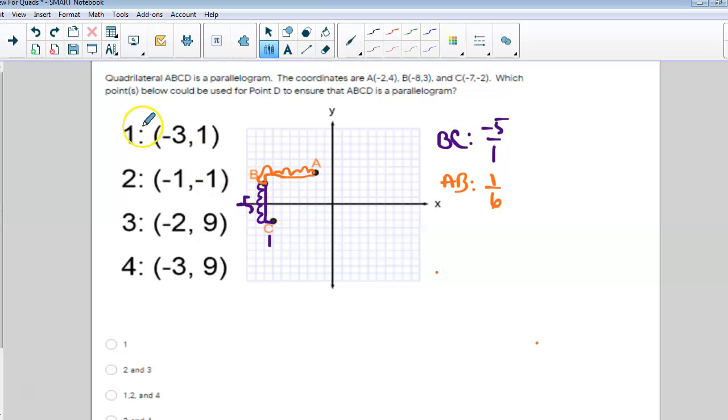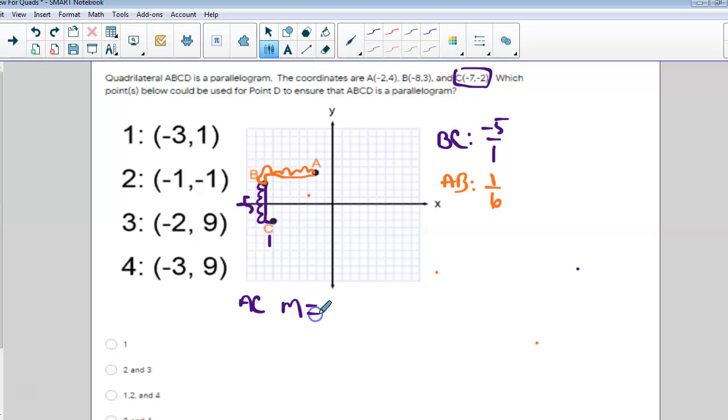Okay, so if I have point (-3, 1), so I have -1, 2, 3, up 1, I could plot that if I want to. Okay, I want C to this point right here to have a slope of 1 over 6. Now I could just take point C and plug it into my slope formula. So the 2 points that I have for C right now are (-7, -2) and (-3, 1). Okay, so we can use our slope formula.